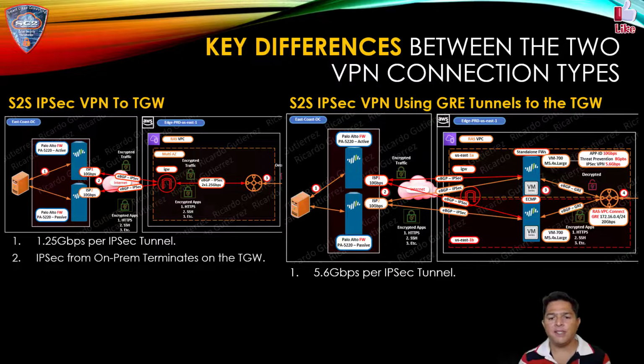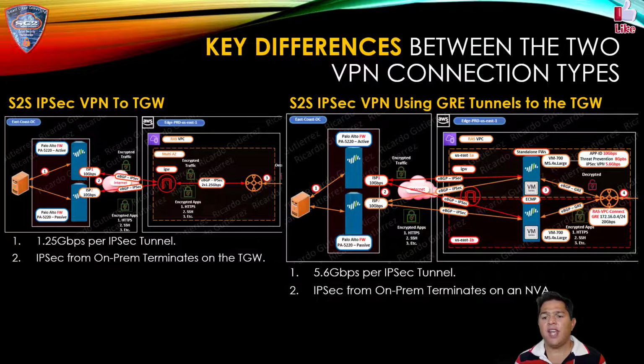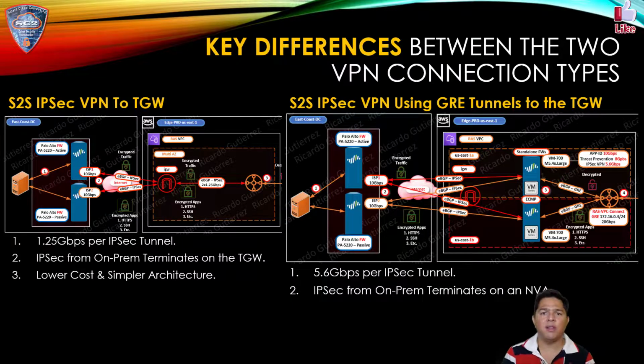The other difference is the IPSec from on-prem terminates on the transit gateway. With GRE, the IPSec tunnel from on-prem terminates on the MVA. The MVA can be, like I said, a Palo Alto firewall, a Cisco CSR, or a Cloud Blade SD-WAN appliance from Palo Alto.